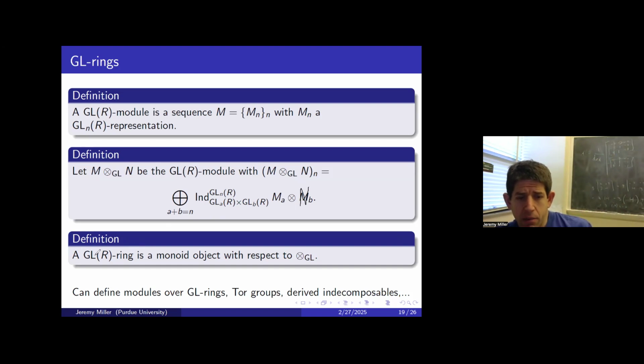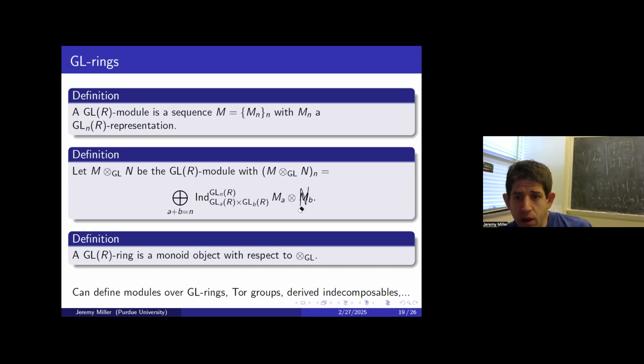And I'm going to say a GL ring is a monoid object in this category. You can define commutative monoids in this category. You can define tensor products, or you can define commutative rings to be commutative monoid objects. You can define modules and tensor products over rings and Tor groups, etc.